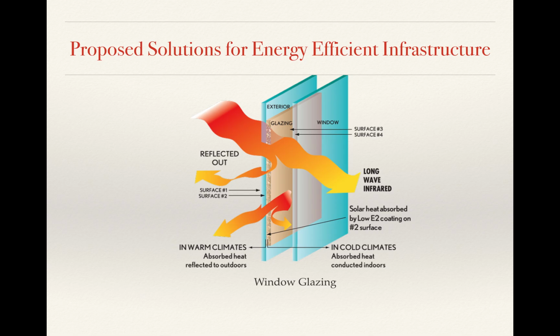Another important technique is window glazing, which is just the method of incorporating gas such as argon or krypton in between window surfaces to absorb UV rays. Window glazing is beneficial in both warm and cold climates because it acts as an insulator to absorb outside heat in the summer and reflect it back out into the environment, while absorbing indoor heat in the winter and keeping it in the building.